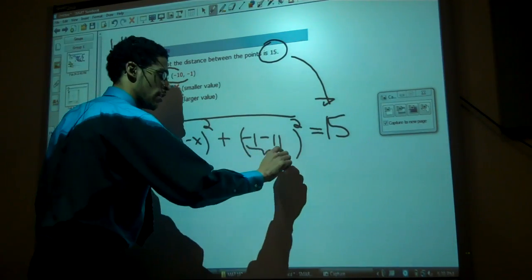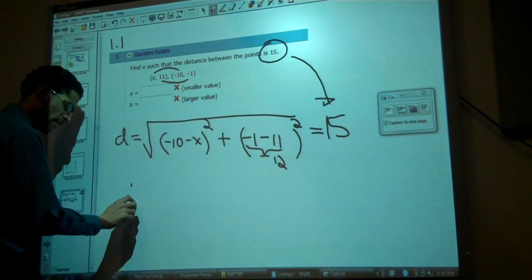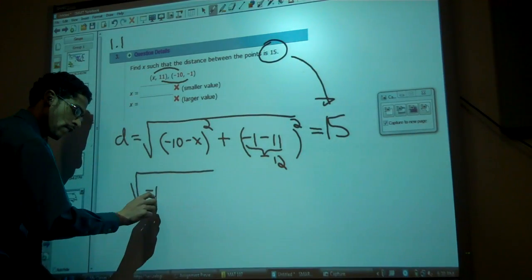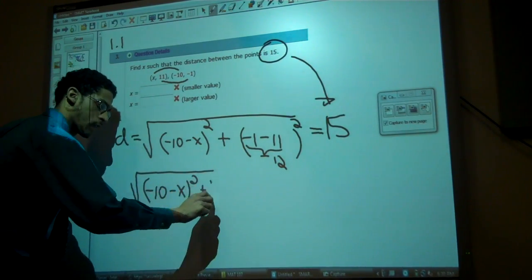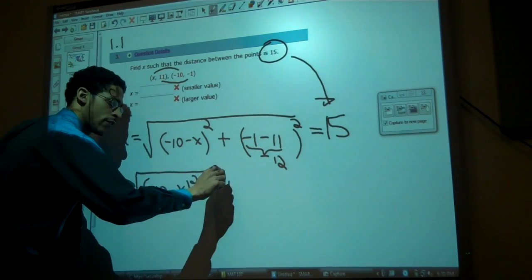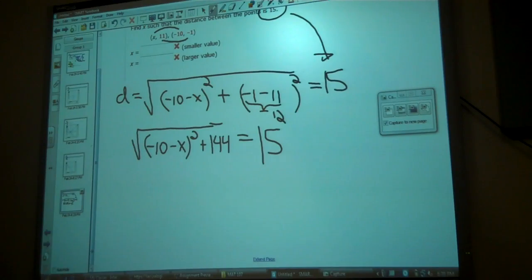This guy here is a -12. You square them and you get 144. Should be equal to 15. Your job is to solve for x, and there are lots of things being done to x. You have to undo them, working your way outside in.